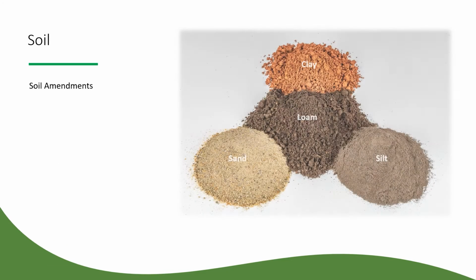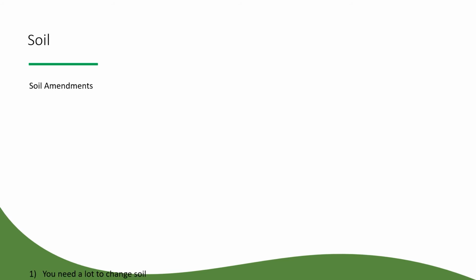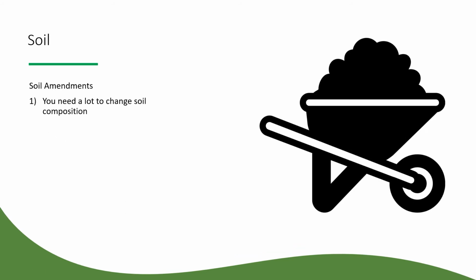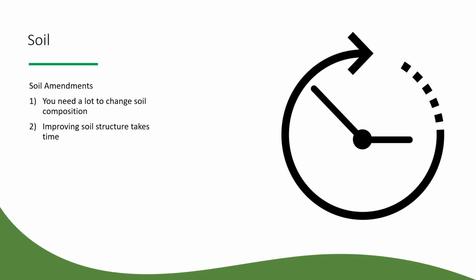Once you have identified your soil texture, if your soil composition is out of proportion for loam, you can compensate for this by adding various soil amendments to help improve soil structure. There are 2 things to remember though. 1, you will need to add a lot of whatever you add to make a noticeable change in soil composition. And 2, improving your soil structure takes time. The process is very gradual, although the speed at which soil structure changes can be affected by the type of amendments you use.